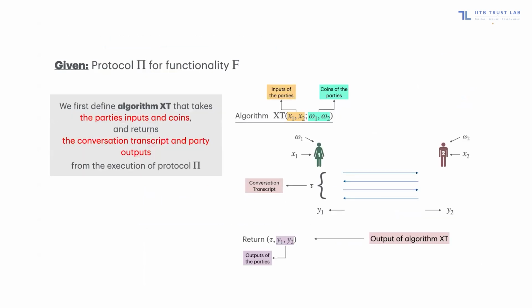Another thing that we would need for the definition is an algorithm which gives us the output and the conversation transcript of the protocol. Because we are in the semi-honest setting, we are able to do it easily using the EXEC algorithm. It takes in the inputs of the parties and the randomness of the parties, and returns the output of the parties and the conversation transcript.